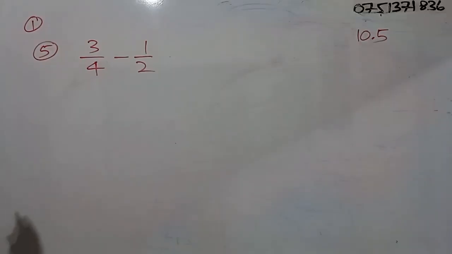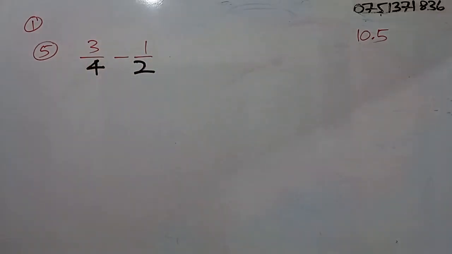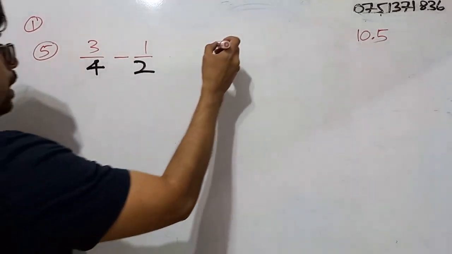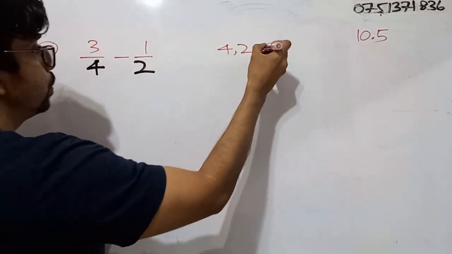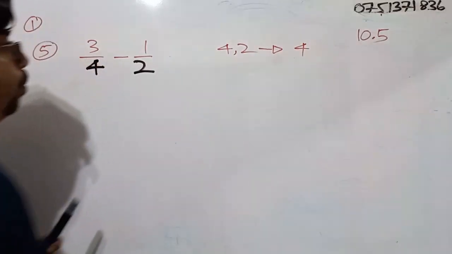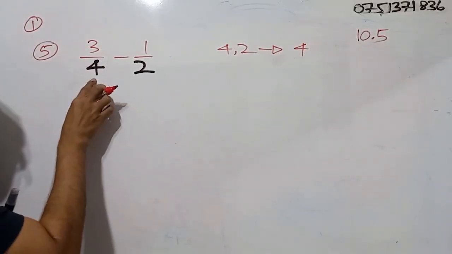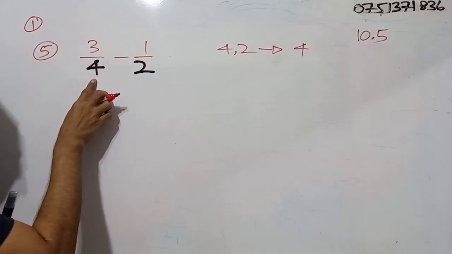Okay, so the fifth one. Here we have two fractions where the denominators are different. So we need to consider the least common denominator. The denominators are 4 and 2. So we have to consider the LCM of these two numbers, which will be what? 4. For 3/4 we don't have to do any conversions. Why? The denominator is already a 4, right?